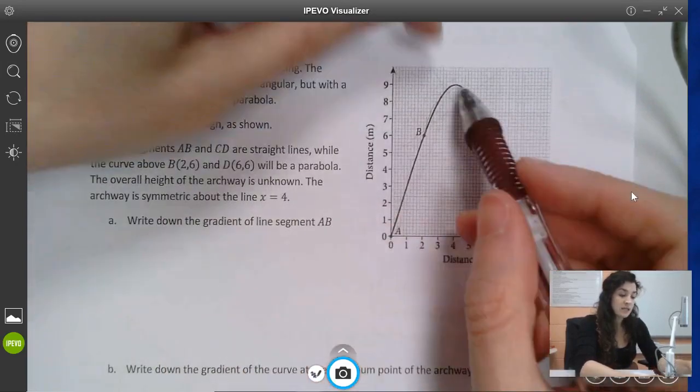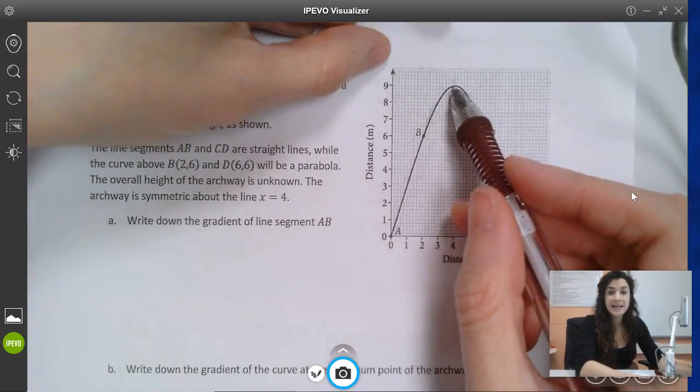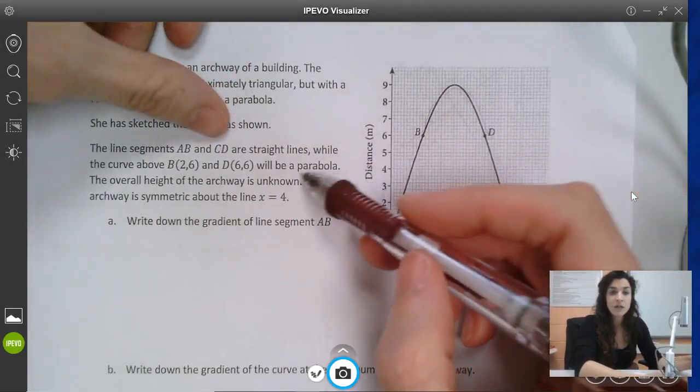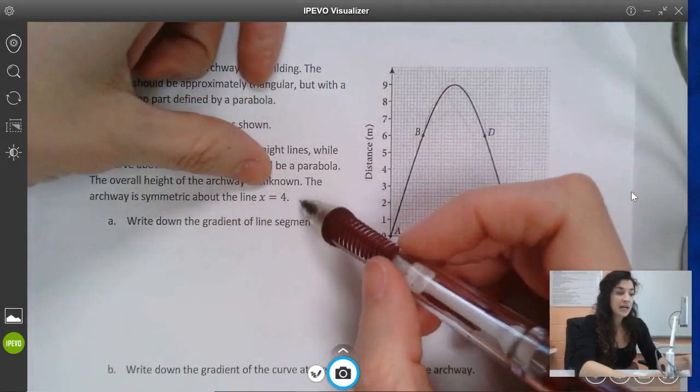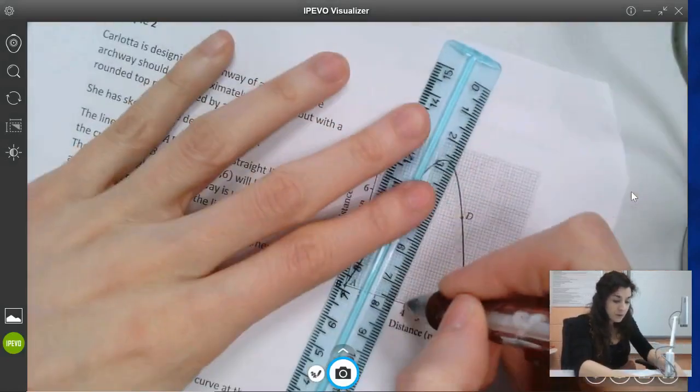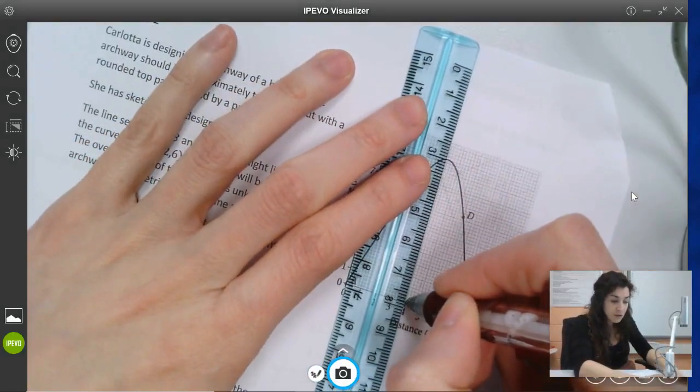It says that the overall height of the archway is unknown, so while it looks like it's at 9, it might not actually be at 9, so you can't make that assumption. The archway is symmetric at the line x equals 4, which means that's our axis of symmetry.